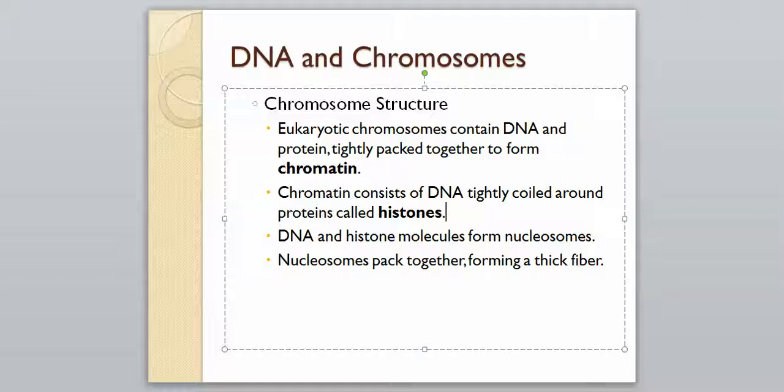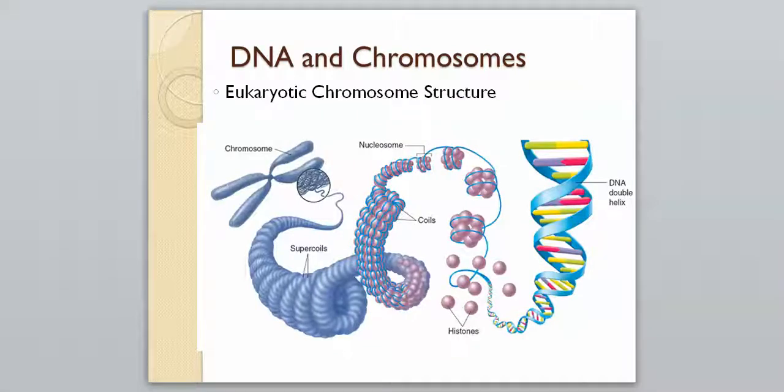Here's a picture of what this looks like. The biggest part is a chromosome. Zoom in on a chromosome, and we have what are known as supercoils. Zoom in even farther on the supercoils, and we have a coil. We can see our chromatin wrapped around these pink blobs, which are our histones. Here we have several histones with the DNA wrapped around them, and that forms our nucleosome. Zoom in even farther, and we have our DNA double helix. This is a pretty important picture, and it shows us the exact structure of our eukaryotic chromosomes.